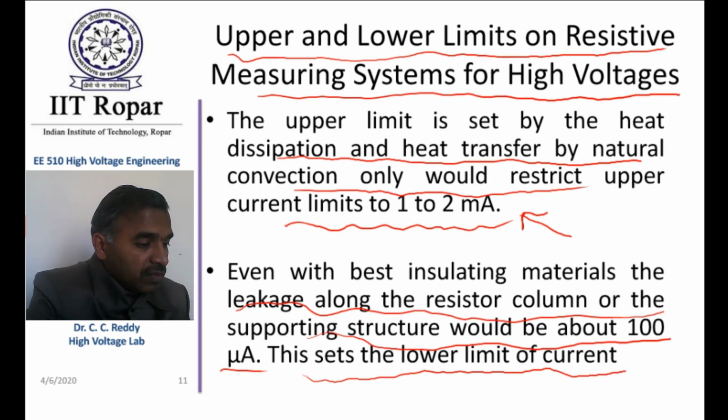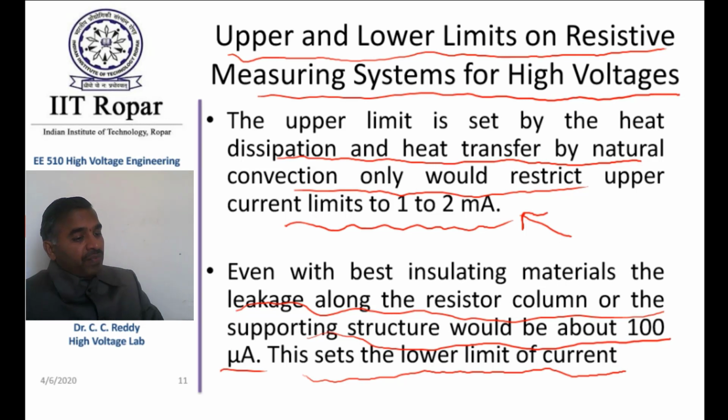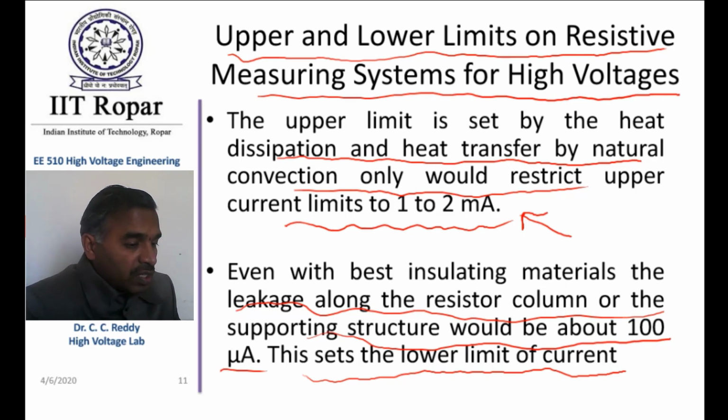How? Just think about it, how it sets the lower limit of the current. I want to use a very high resistance, so that only roughly 100 microamperes the source will supply. Do I need to make my resistive system having resistance lesser than the surface leakage and all? So let us see, think about it.